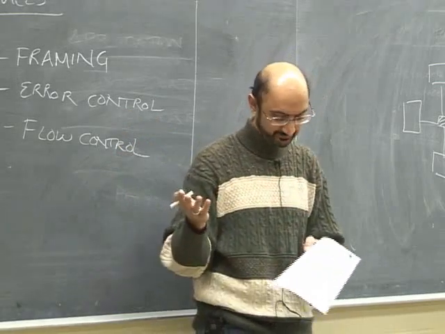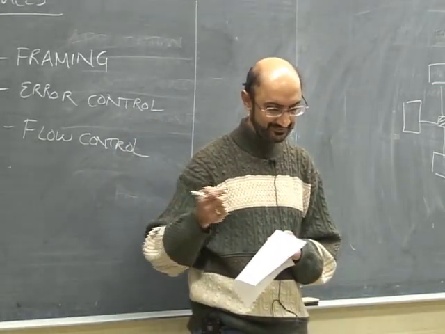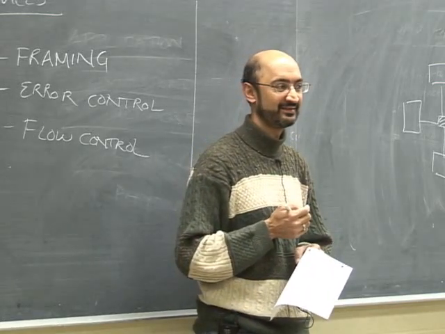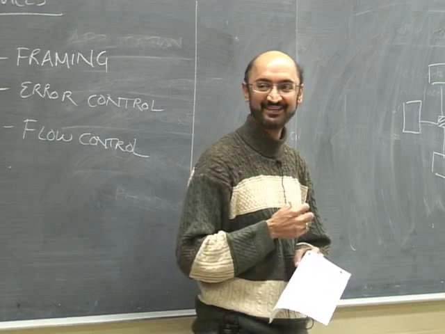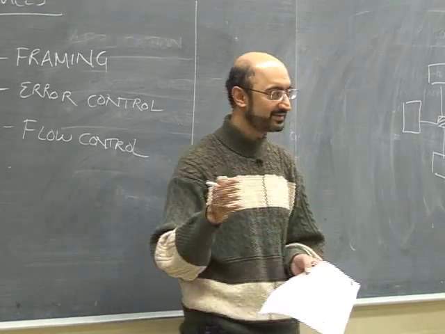Okay. So you want to try that? A, do you have a message? No. B, do you have a message? No. C, do you have a message? No. D, do you have a message? Yes. D, what is your message? I have a message for B. Okay, so we can stop there.